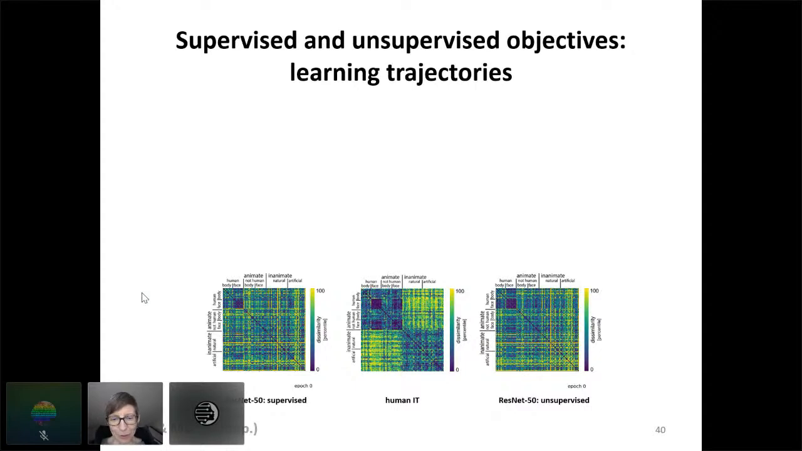So what we see here is the following. In the middle, we see human IT. So this is the representation again from fMRI that we saw before. And now on the left, we see a representation of the same object images again, but now in ResNet 50 from a deep layer, layer 4, which is similar in its location in the visual hierarchy as human IT. So what we are going to show is how this representation evolves over training.